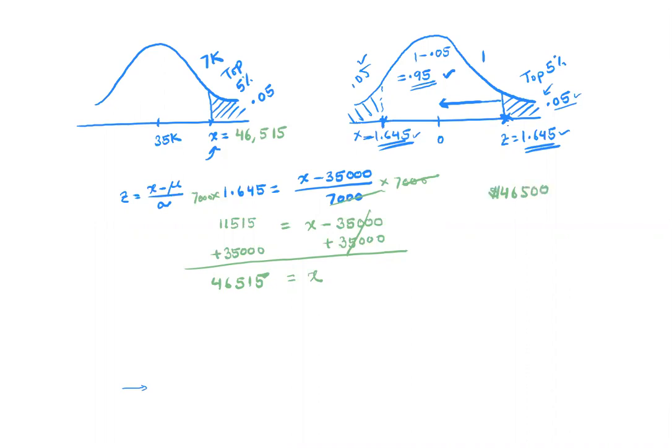That person would be among the top 5% of the wage earners in the city. If someone makes above 46,500, that person is going to be among the top 5% of the wage earners.